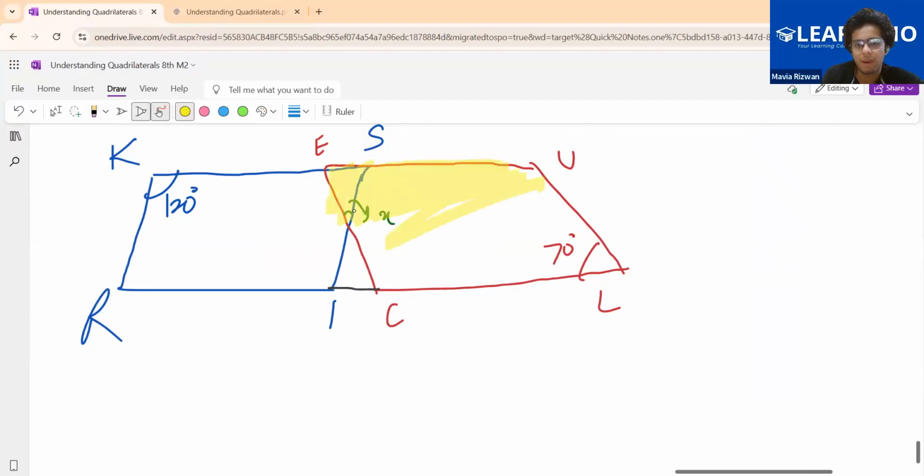This is a parallelogram. So since opposite angles are equal, this means that this angle is 70 degrees, right? First of all, is this clear, all of you? Yes, sir. That this angle, which is this one, is 70 degrees.